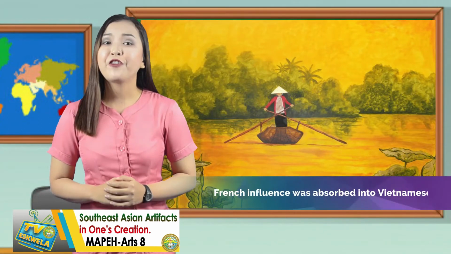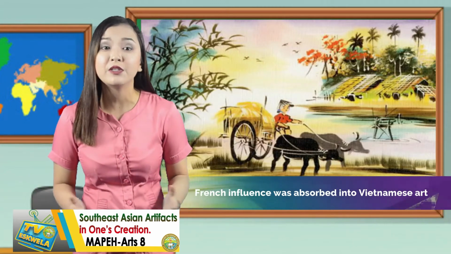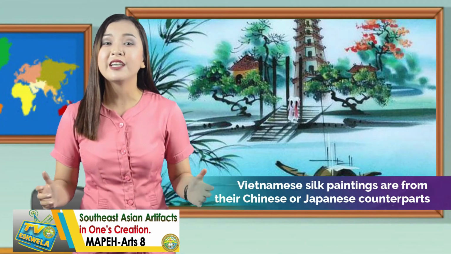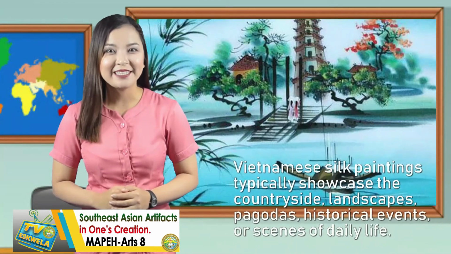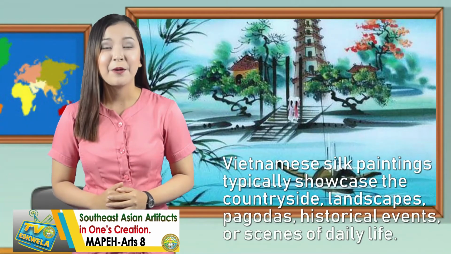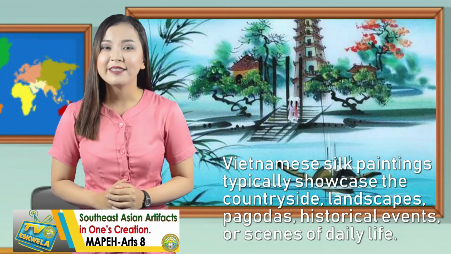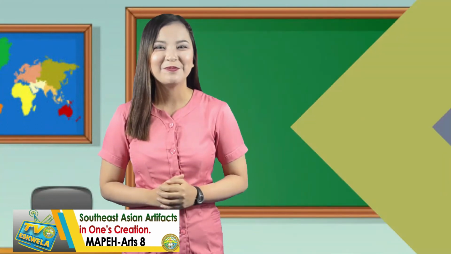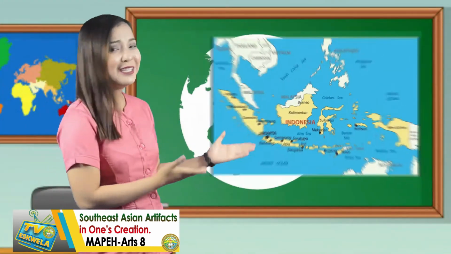During the 19th and 20th centuries, French influence was absorbed into Vietnamese art, and the liberal and modern use of color especially began to differentiate Vietnamese silk paintings from their Chinese or Japanese counterparts. Vietnamese silk paintings typically showcase the countryside, landscapes, pagodas, historical events, or scenes of daily life. That was Vietnam. Let us proceed to Indonesia.